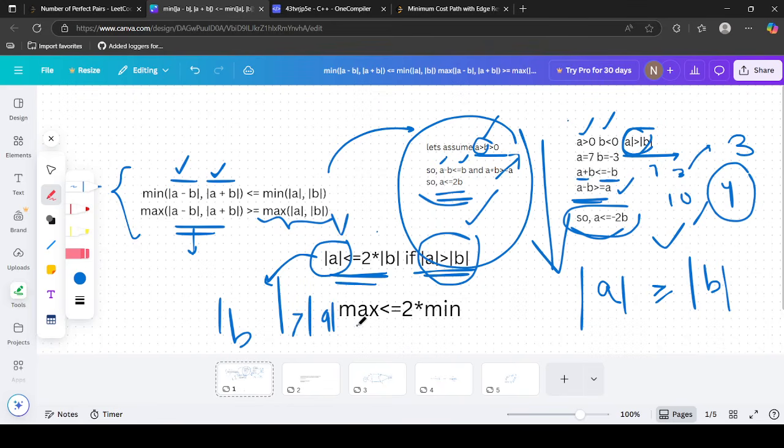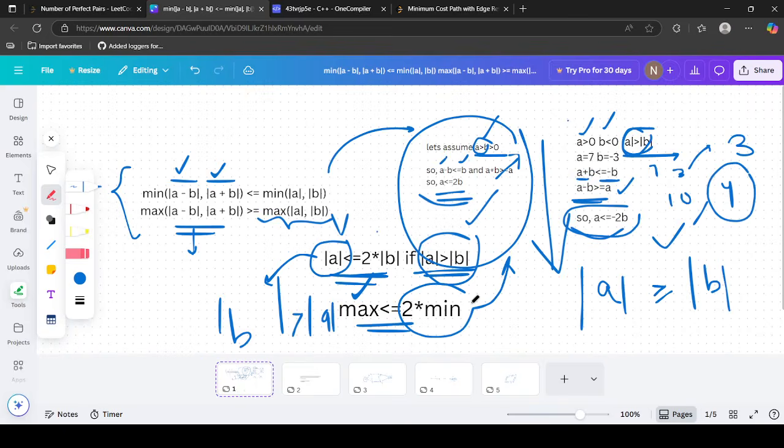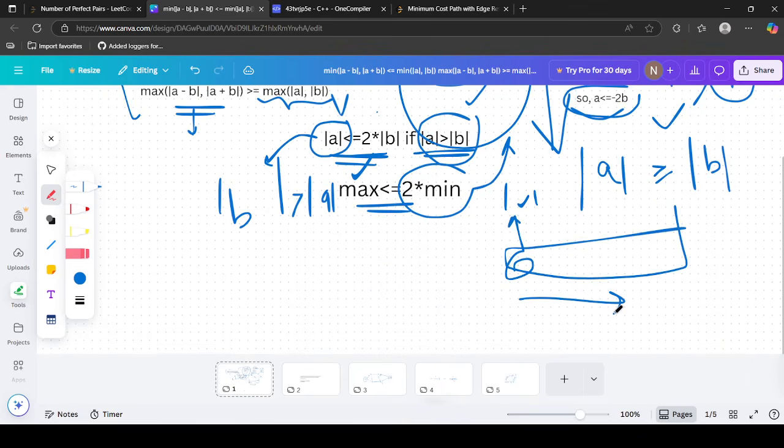So from this we got that we want the pairs a, b such that the maximum of both is less than or equal to 2 into the minimum of both, so that we can satisfy the given condition. So how can we get this? From this we also understood that the given values are not important, only the modulus values of those are important. So make a new vector where each value is the mod of the value at that index and then sort the whole array, because we can use binary search to find the right index.